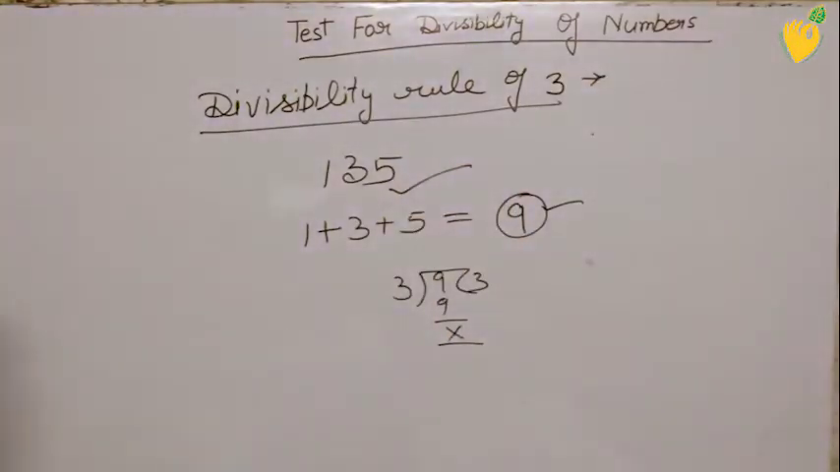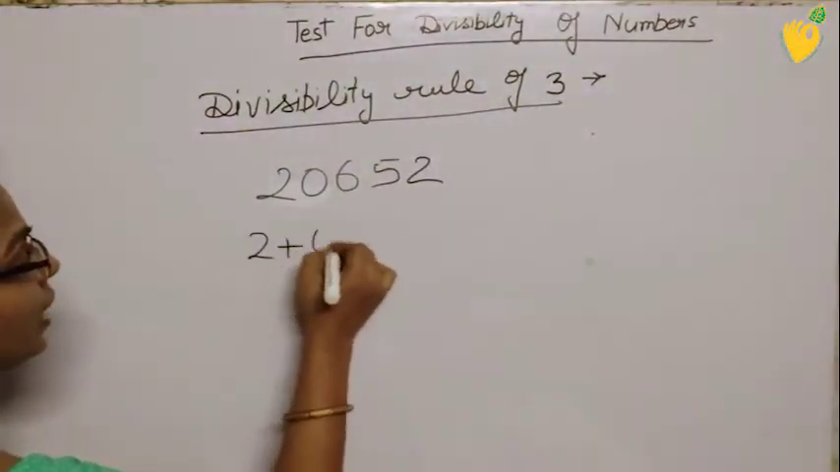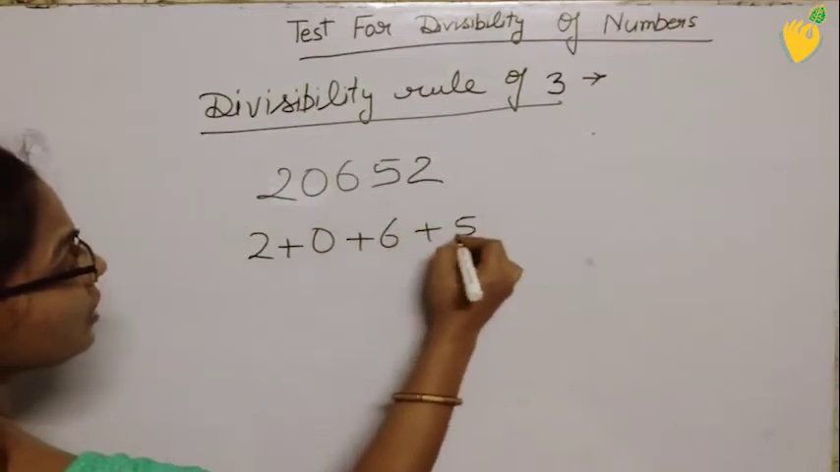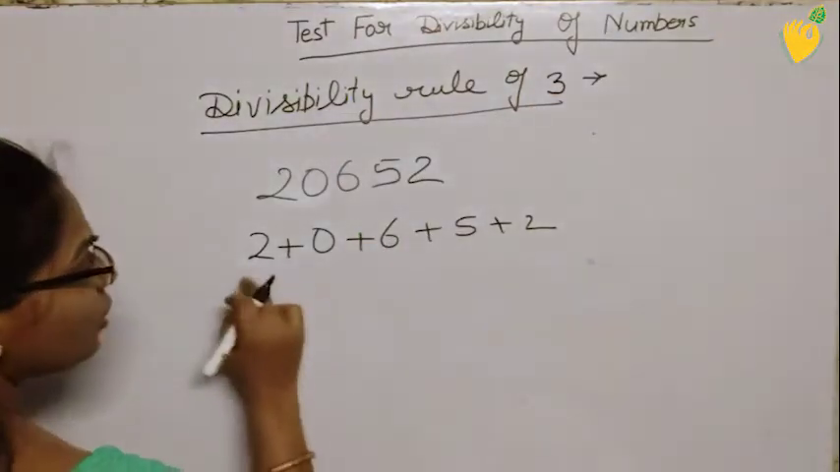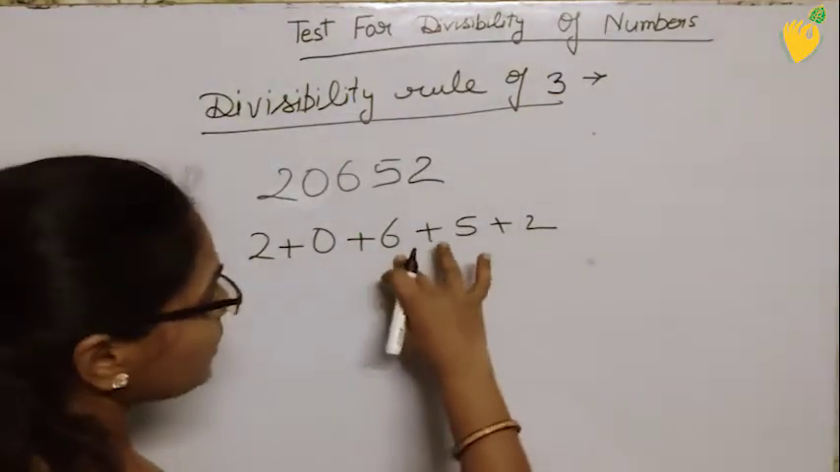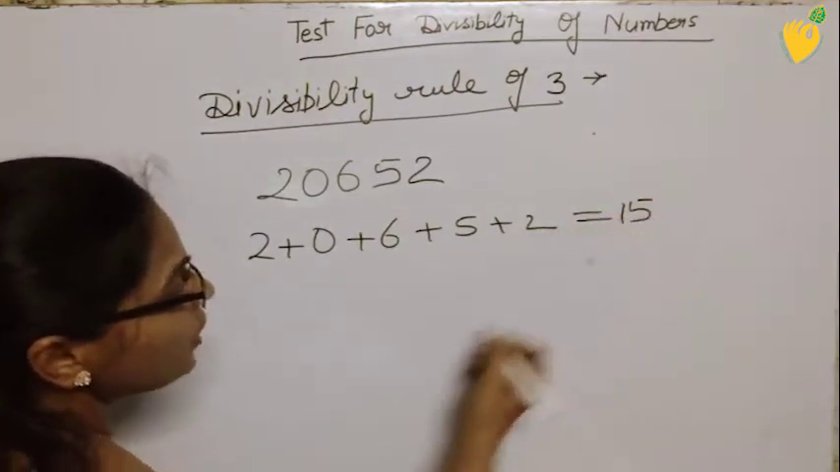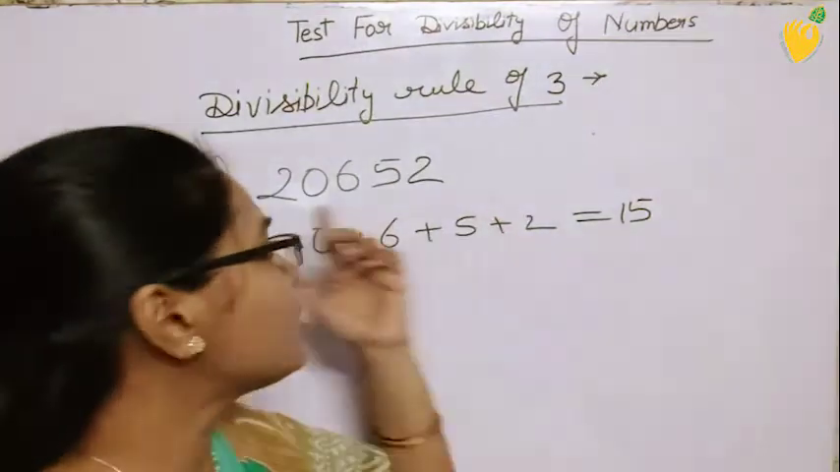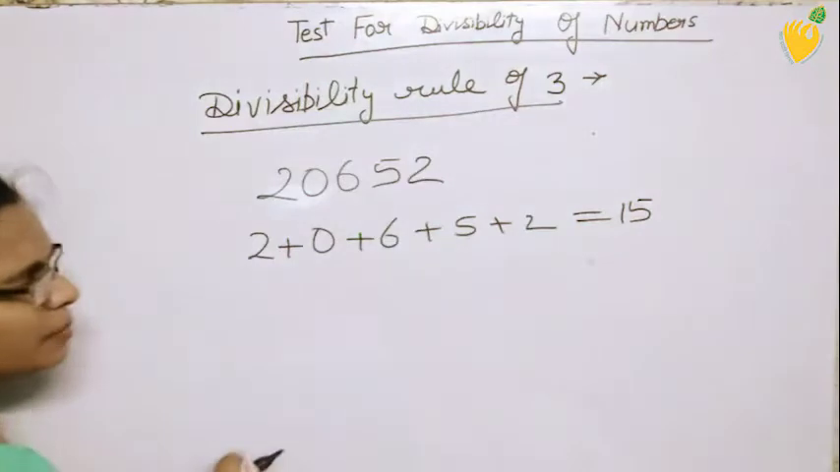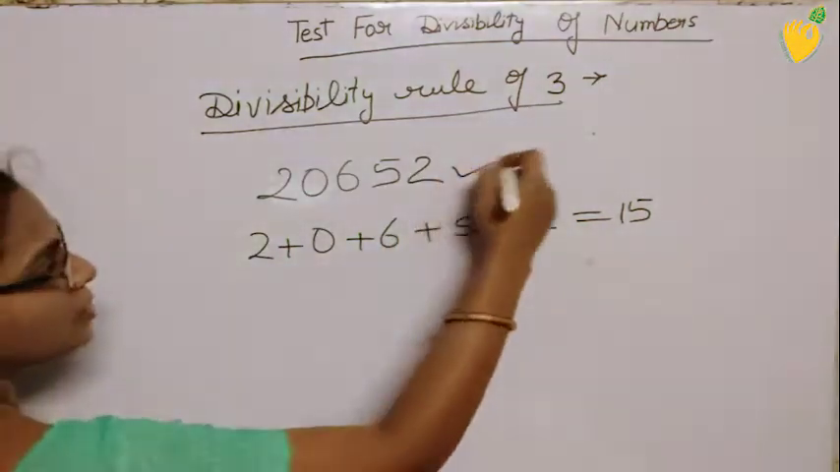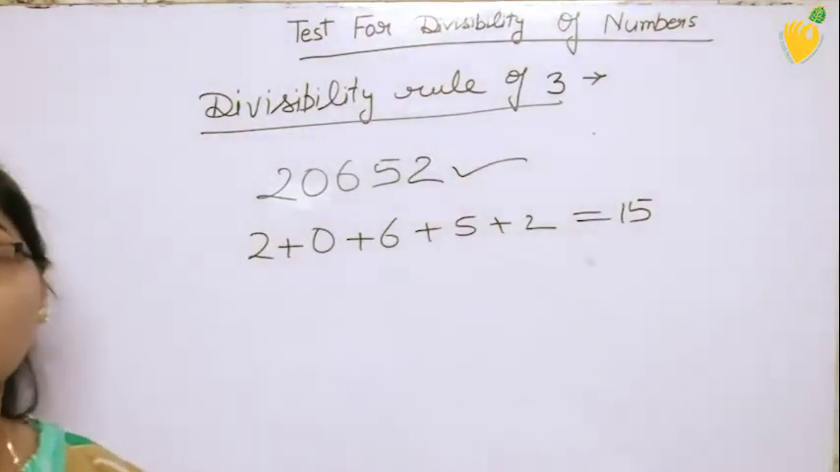Let's take one more example, students. 20652. Now what you have to do? You have to find the sum of all the digits, which is 2 plus 0 plus 6 plus 5 plus 2. 2 plus 6 is 8, plus 5 is 13, and 2 is 15. Now you have to check whether 15, that is the sum of all the digits, is divisible by 3 or not. So 15 is divisible by 3 because 3 fives are 15. Therefore this 20,652 is divisible by 3.